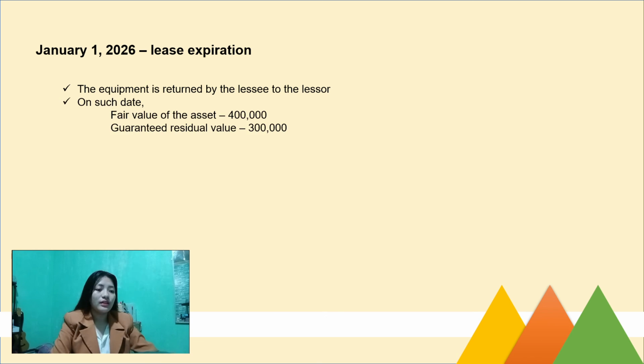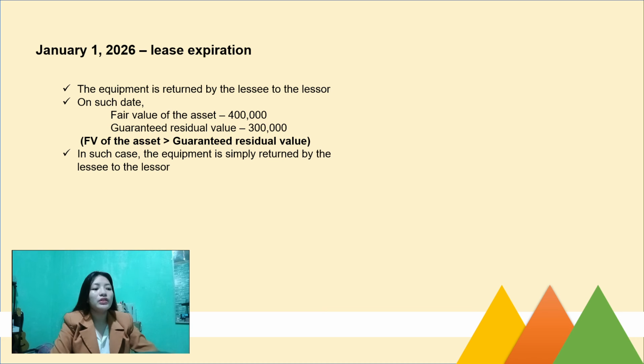So, on such date, fair value of the asset is 400,000 and the guaranteed residual value is 300,000. So, as you can see, the fair value of the asset is greater than the guaranteed residual value. So, there wouldn't be a loss. Kaya, hindi na kailangang i-account yun. So, in such case, the equipment is simply returned by the lessee to the lessor. So, ito yung entries natin for that.